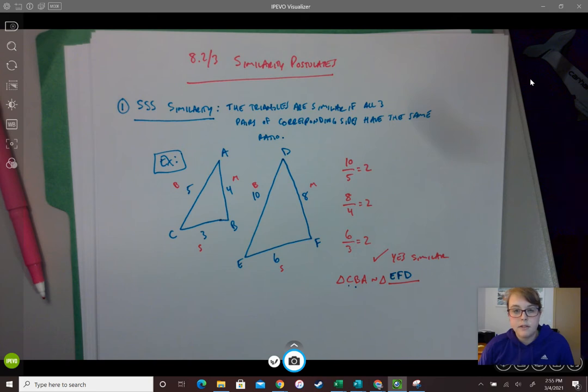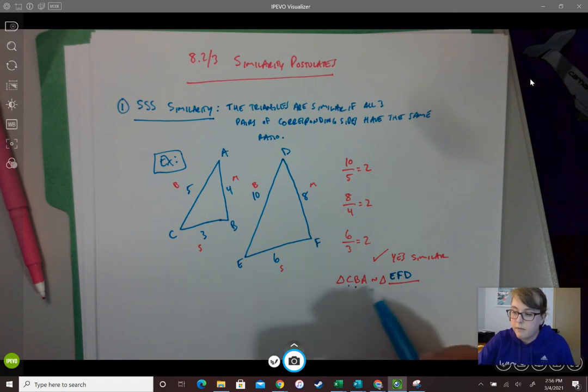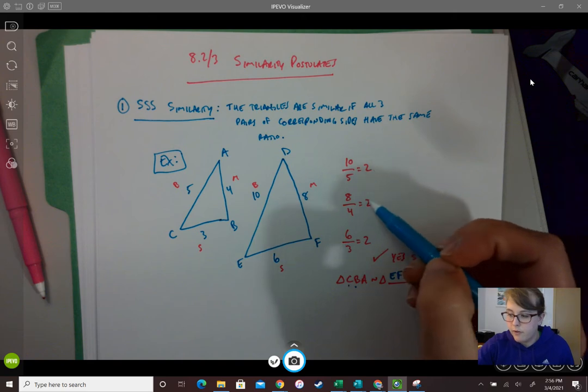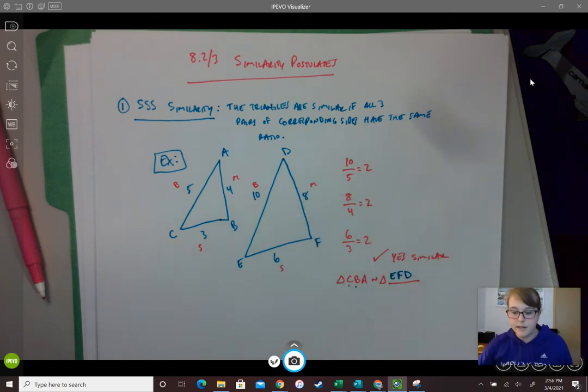And again, most of the time, especially in the IXL section you're going to have for homework today, you're going to be checking yes or no for most of these questions. You're not going to be really writing the similarity statement, although you could be asked for that at some point. Really what we're looking for is, are they similar or are they not similar? And so if all three of these ratios are the same, yes, they're similar. Okay, so that's SSS similarity.